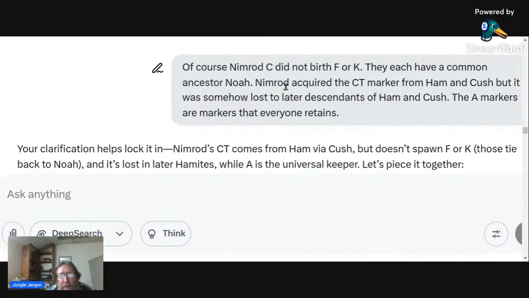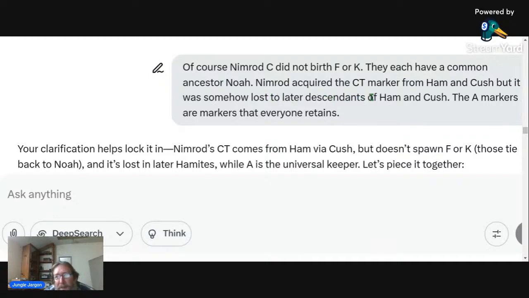So I say, of course, Nimrod C did not birth F or K. They each have a common ancestor, Noah. So C, his common ancestor is Noah through Ham. F, his common ancestor is Noah through Shem. K is Japheth. But C did not birth F, and F did not birth K. They each have a common ancestor. That's why they have a common marker, because they have a common ancestor, not that one birthed the other.